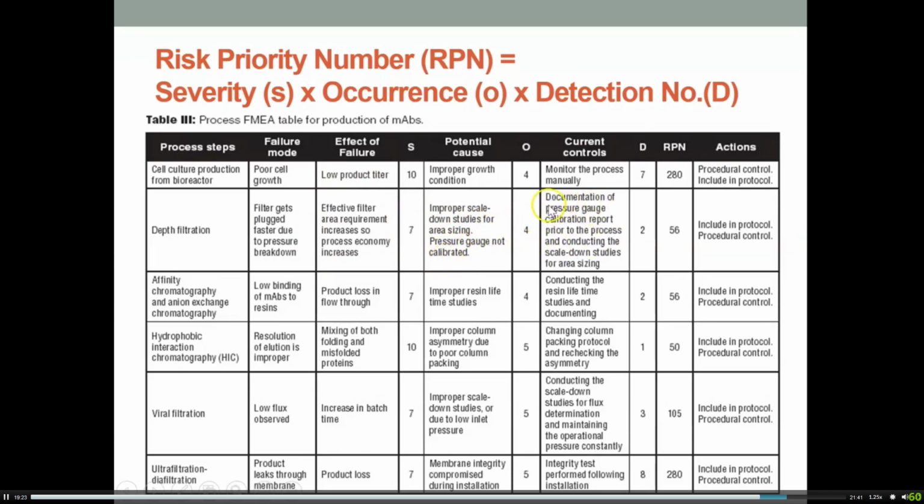And then our current controls that are in place: documentation of the pressure gauge calibration report prior to the processing and conducting the scale down studies for area sizing. So we're going to give our risk of non-detection a 2 because we have quite good controls in place. So when we multiply our 7 and our 4 and our 2, we end up with 56. And our actions are going to be to include it in the protocol, a procedural control. Okay, so we've scored 56.